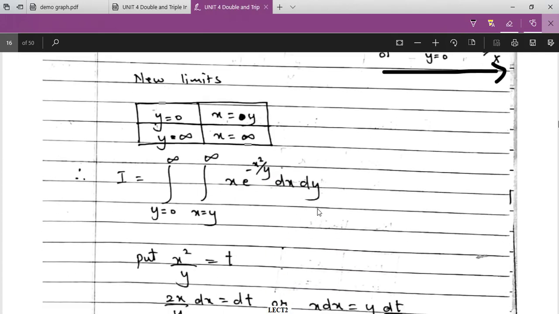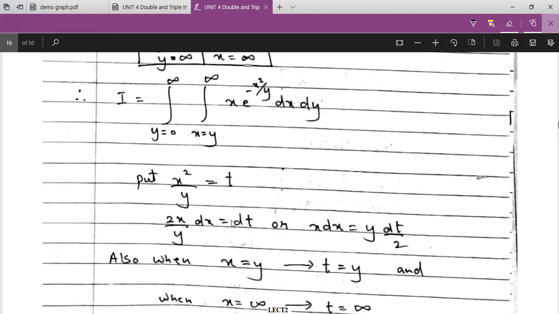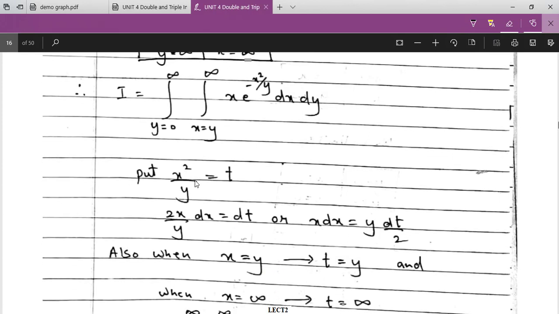Okay. Now, to evaluate this integral, so as not to make it much complicated, I substitute x square by y is equal to t. If I differentiate this, this turns out to be 2x by y dx equal to dt, or x dx equal to y dt by 2.